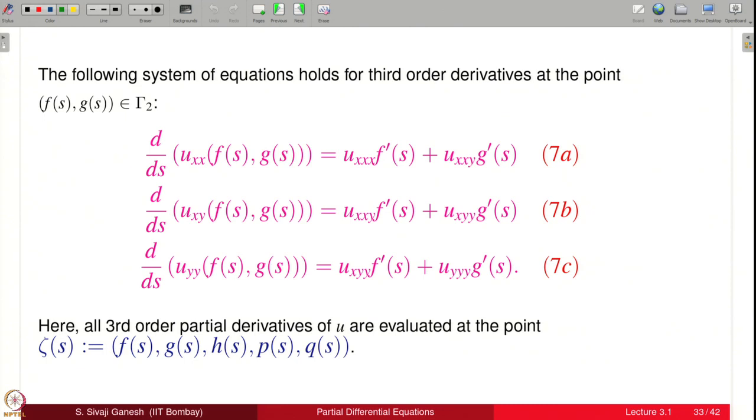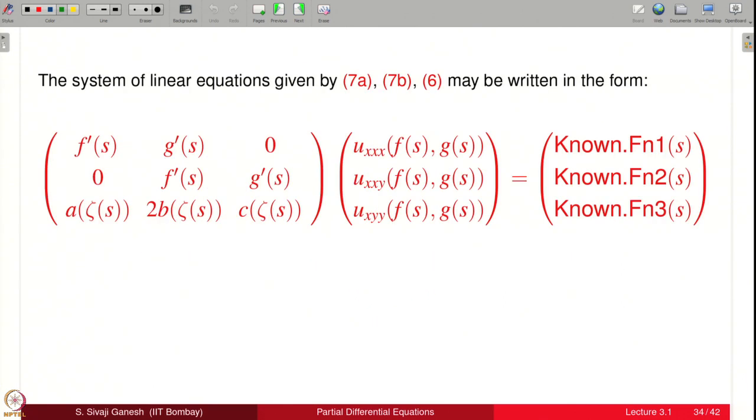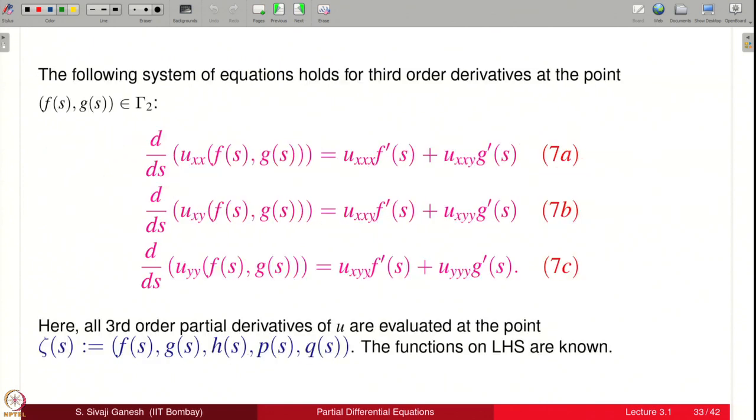So, we can get this expression. Here all third order partial derivatives are evaluated at this point zeta of s. The functions on the LHS are known because we know all the second order partial derivatives of u along gamma 2. So, they are all known functions of s and hence their derivatives. And on the right hand side, we know f prime, g prime. The only thing we do not know is the third order partial derivatives which we are trying to determine. So, the system of linear equations given by 7a, 7b and 6 is the equation that we obtained after differentiating the given equation with respect to x, and 7a and 7b are the first two equations on this slide.